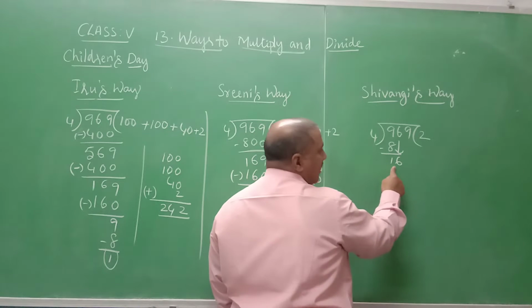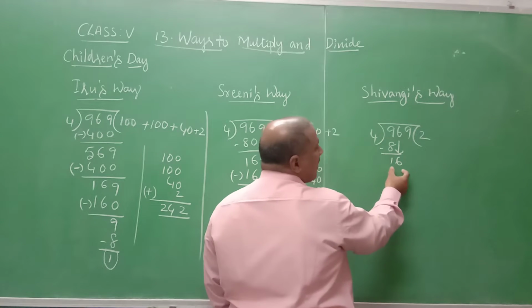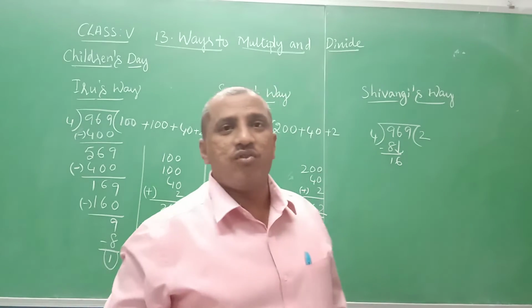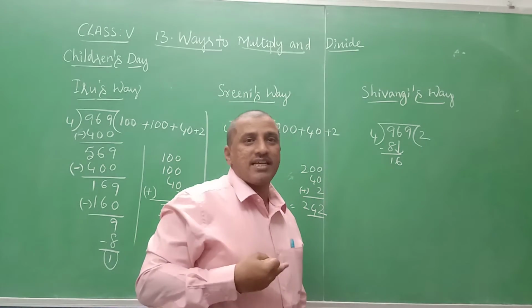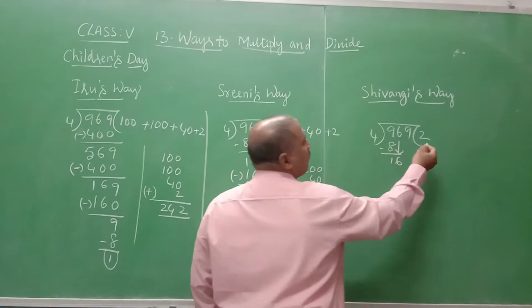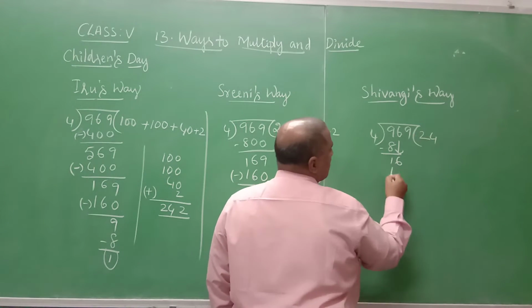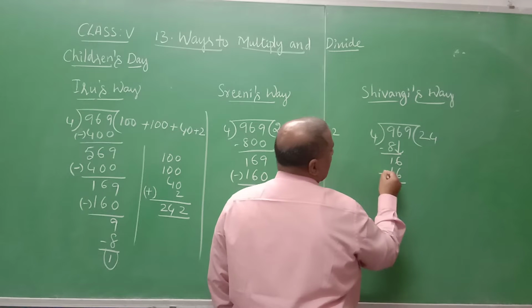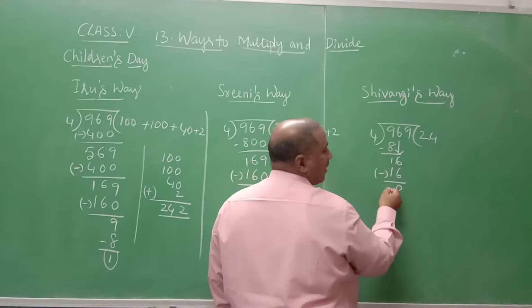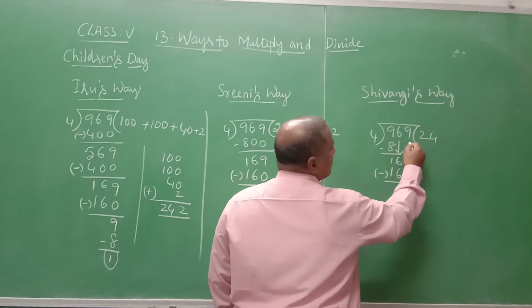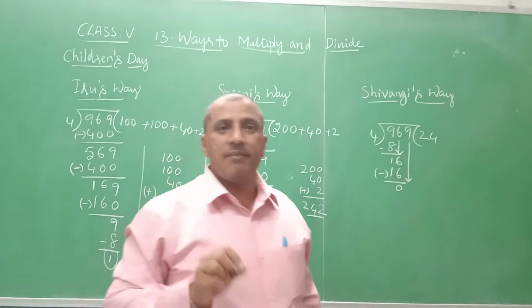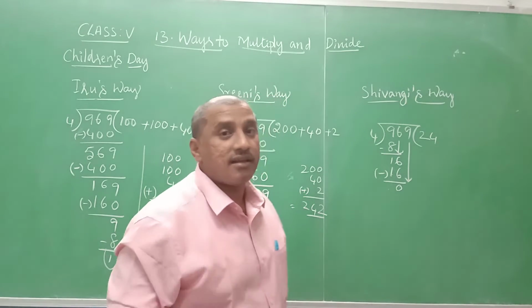Now 16. So check how many times in the 4 table we get 16. 4 ones are 4, 4 twos are 8, 4 threes are 12 and 4 fours are 16 exactly. So 4 times. 4 fours are 16, and subtract: 6 minus 6 is 0, 1 minus 1 is 0 again. Next she kept an arrow mark down to 9, which means we have to bring down the next digit, 9.